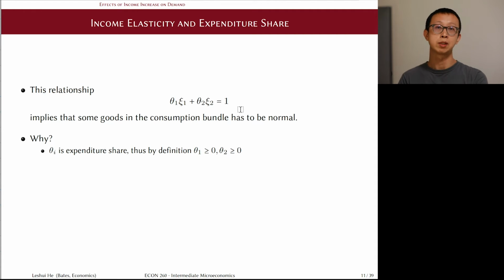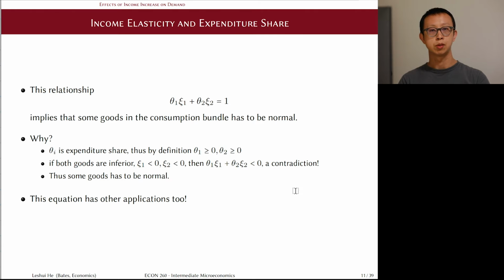Therefore, our starting position, the presumption that both goods are inferior, must be untrue, which shows that it is impossible to have both goods be inferior at the same time. Beyond this theoretical result, this expression can also be a very useful tool to help us make conjectures with very little data. Let's look at an example now.